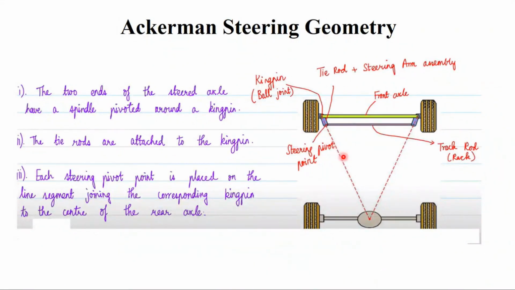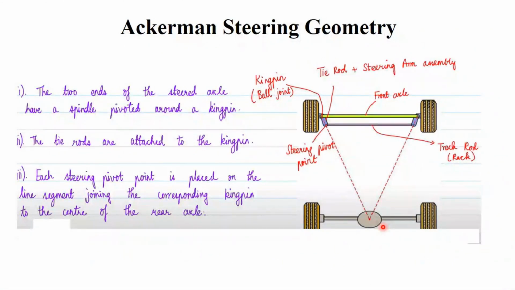And similarly, you have the right tie rod and the steering arm assembly, and you have the right kingpin or the right ball joint, and you have the right steering pivot point at this location. Okay, and we need to form a triangle like this when the vehicle is not turning. The vehicle is in the straight position. That's why you can see the wheel is straight and it is not turned.